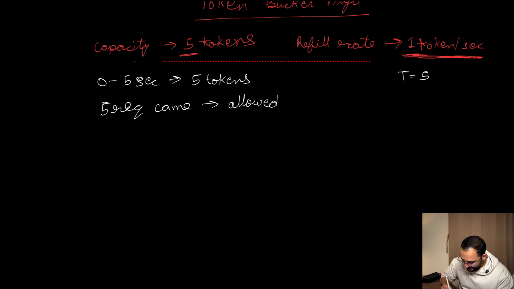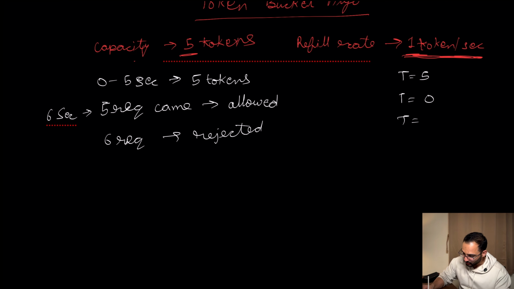Now at 6 seconds, 5 requests came, and all of them are allowed, and our token count becomes 0. Okay, at 6 seconds, we first got 5 requests, all were allowed. Again, we got 6 requests, and they will be rejected immediately because our token count is 0.